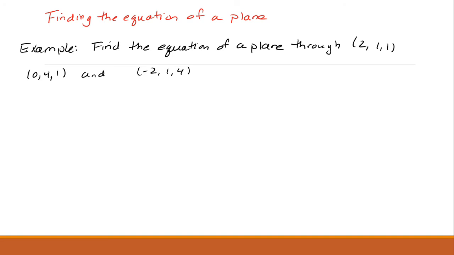For example, the most basic question you can get for finding the equation of a line is that you're given 2 points, and then you have to compute and get the slope and the y-intercept. So the most basic problem you can get for a plane is that you're given 3 points, and you have to find the normal vector and a point on that plane using those 3 points. Okay, so here's an example. Find the equation of a plane through these 3 points.